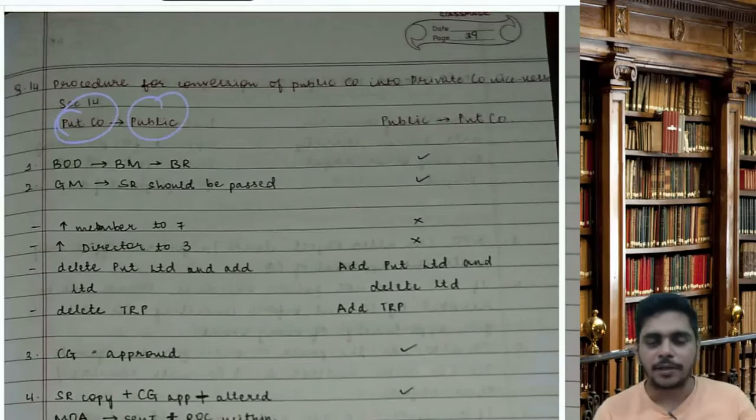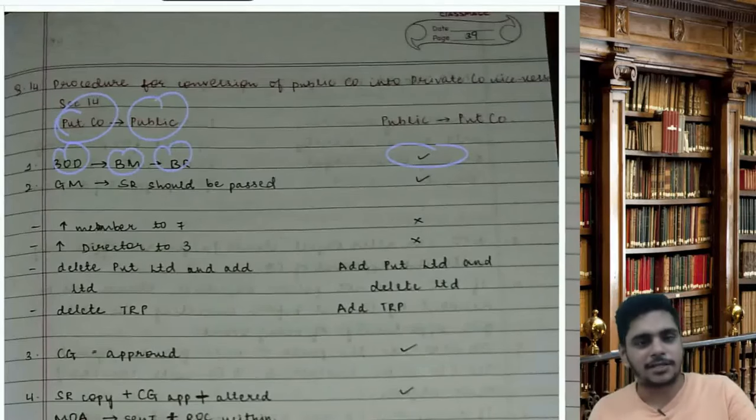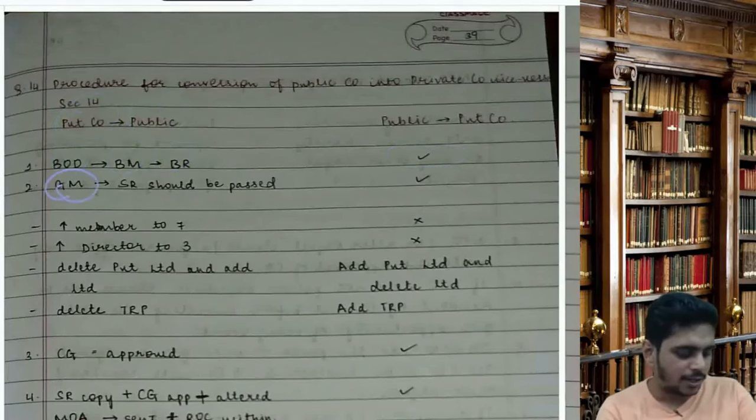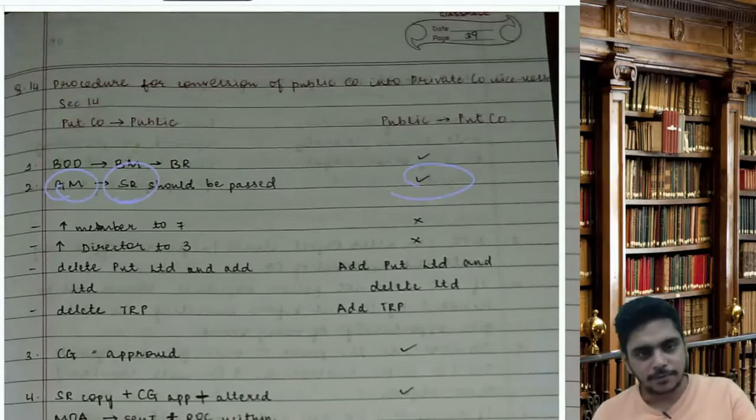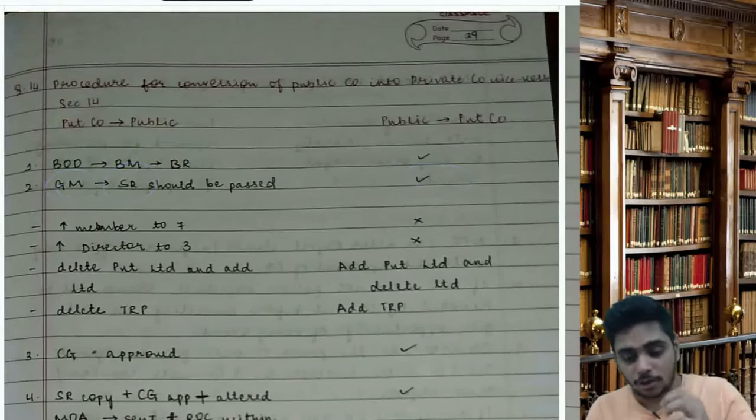Private company to public company. So the board will call a board meeting and pass BR. Here also same point. Board will call a board meeting and pass BR. A general meeting would be called, SR would be passed. From private to public, I mean from small to big, we are becoming.